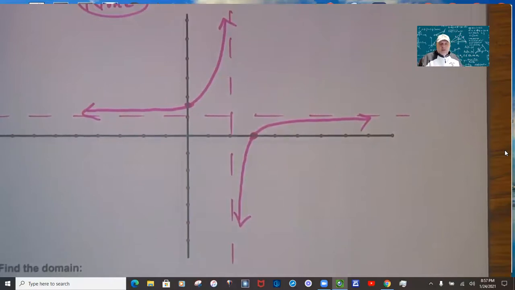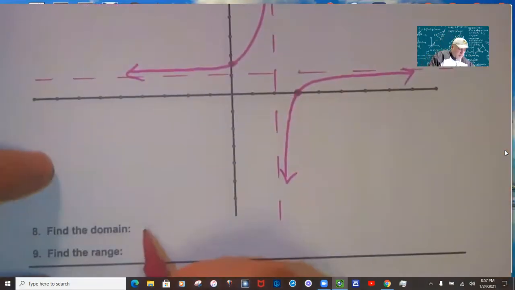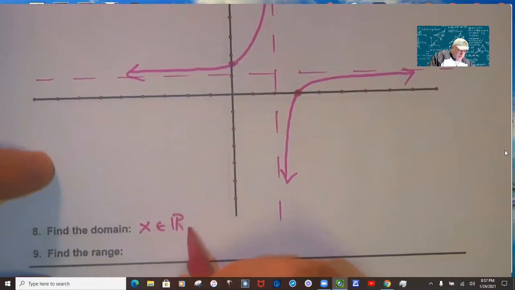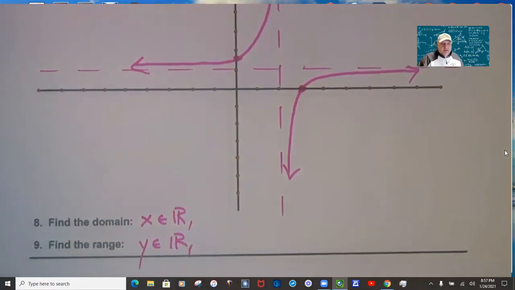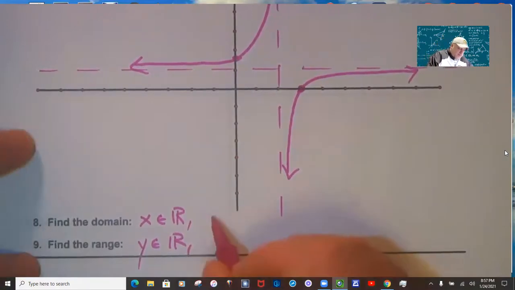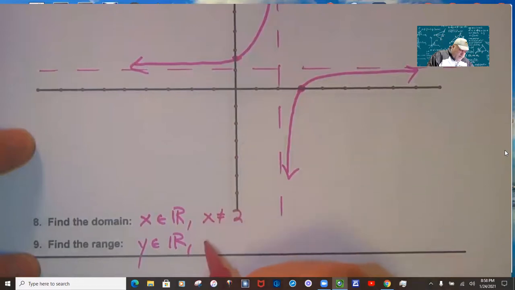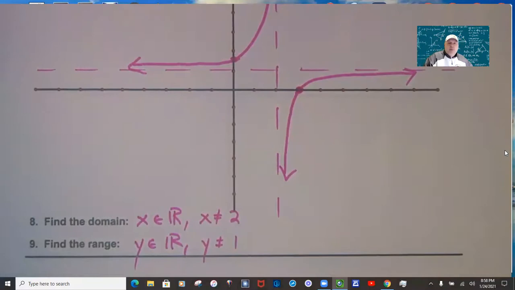Then you have to answer the domain and range. So you're going to start with all reals. So I use this. X is an element of all reals, formal mathematical writing there. So you can just use the R, but you have to exclude the vertical asymptote and exclude the horizontal asymptote. And if there is a point discontinuity that's coming up, you have to also exclude it.